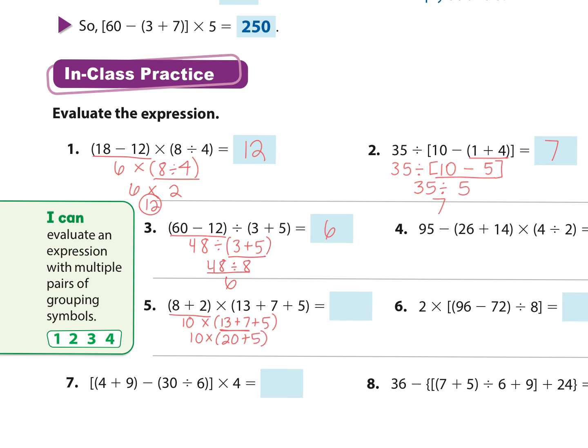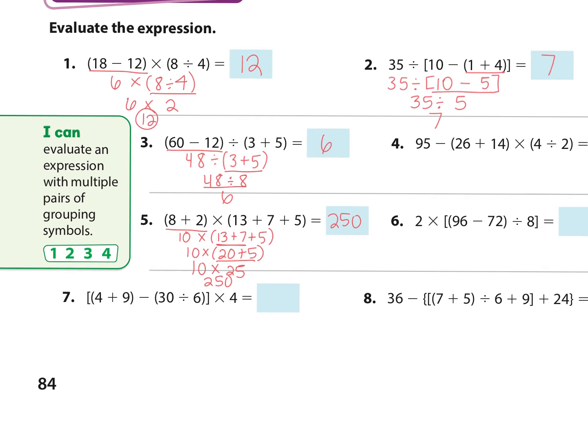One step at a time. Then what do I do? Jason. 20 plus 5, which is 25. Bring the 10 and the times down. And then 10 times 25 is 250. And this is what my pizza slice will look like when you do it one step at a time. Don't combine all of this into one step. It's not 13 plus 7 plus 5 is 25 right away. It's left to get 20, to right, then get 25.